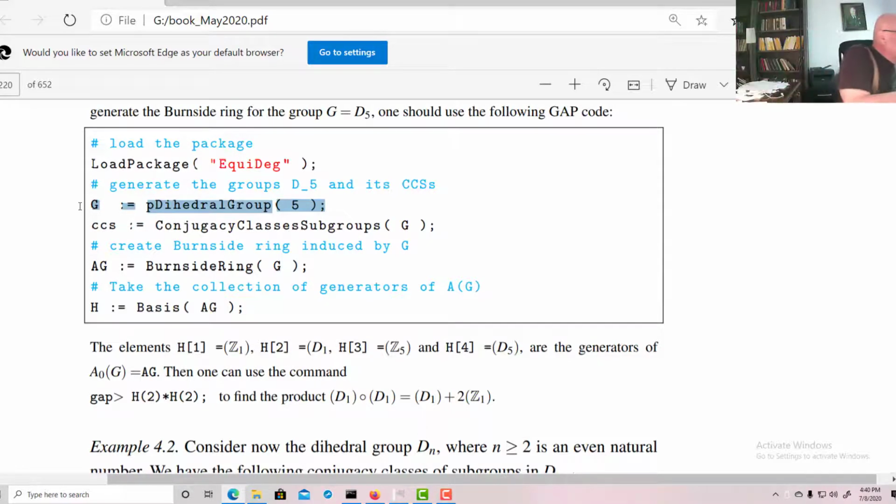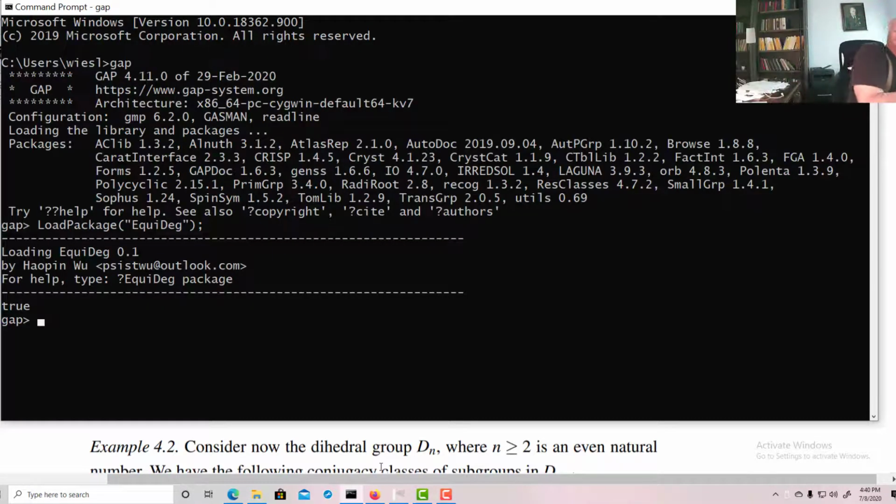So let me copy it. It is the easiest way, and let's place it in the program, and we have it here. So Control V. Okay, so put it like this. G is equal to P.